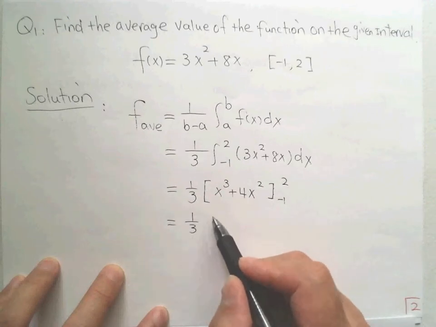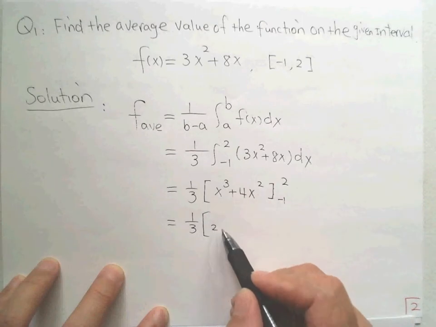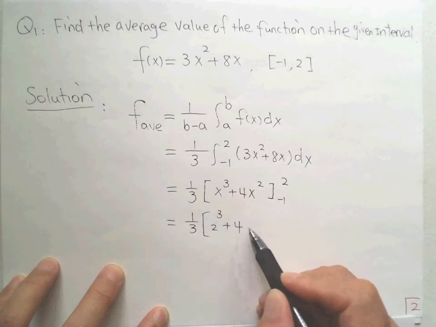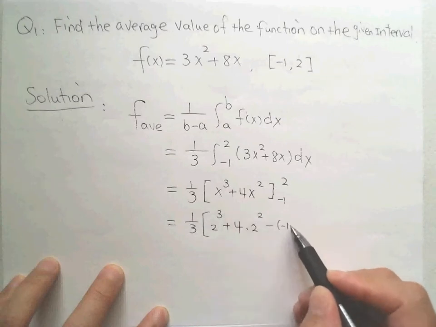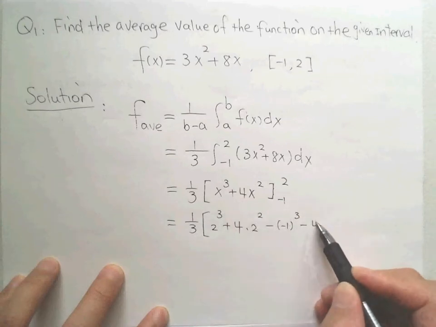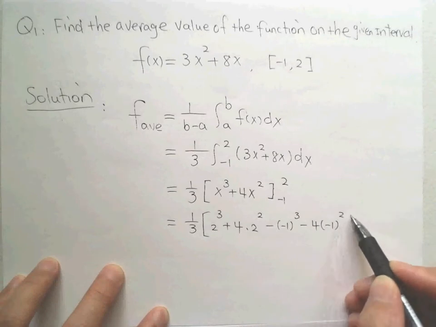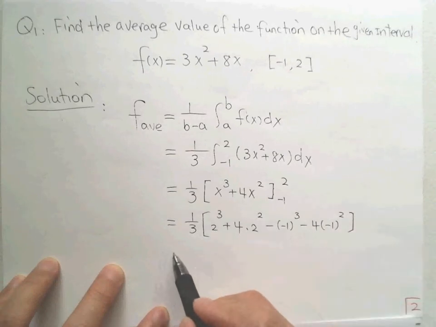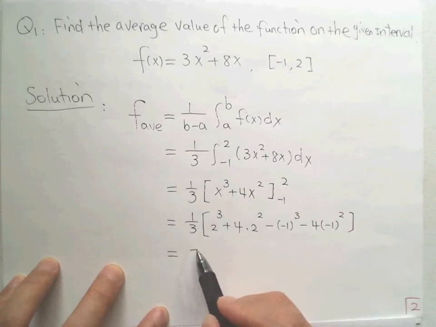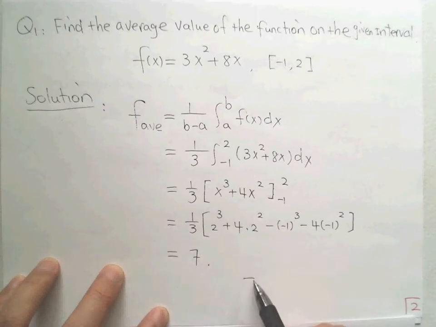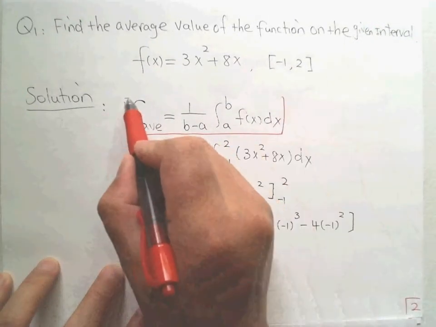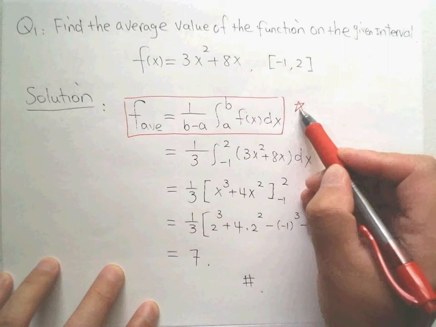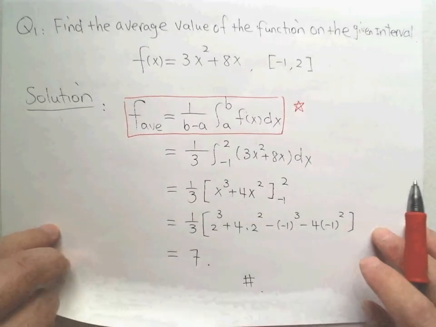Okay, this is the antiderivative between negative 1 and 2, and then plug everything in. So first we plug in 2: 2 to the third plus 4 times 2 squared, and then minus negative 1 raised to the third, then minus 4 times negative 1 raised to the second. So do everything. Use your calculator for the calculation. What do we get? We get 7. Okay, calculation is not the most important. The most important is the formula. This is the important part. One more.